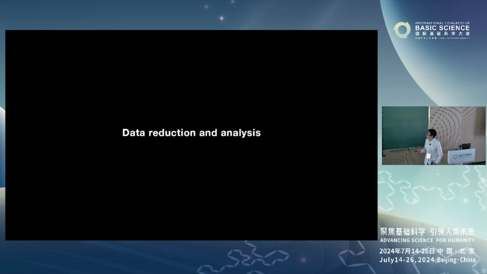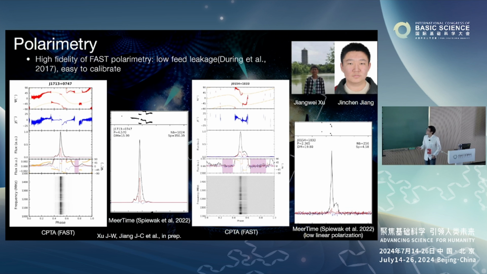In the next section, I will talk about what we have done for our data reduction and the noise analysis, to make you believe that we really do great timing. The first thing to do in pulsar timing is you have to have a very good polarimetry calibration, because pulsar signals are highly polarized. However, the reception systems in all telescopes are not ideal. So we need to correct this imperfection of the observational systems.